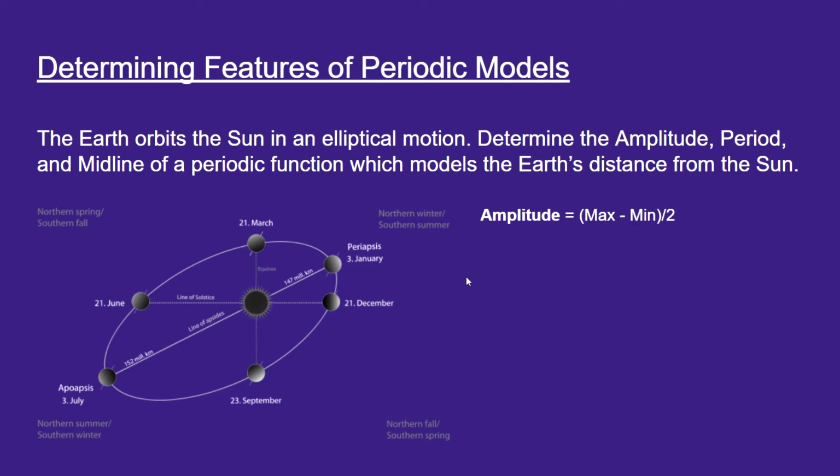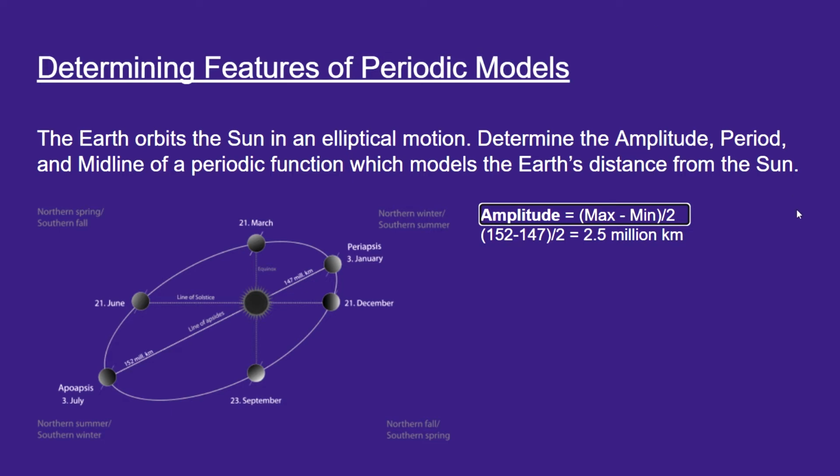Remember, amplitude was the maximum minus the minimum, divided by 2. My maximum was 152 and my minimum was 147, so I plug that in. 152 minus 147 is 5, and 5 divided by 2 is 2.5 million kilometers. Remember, it's important to keep in mind what units you're working in.